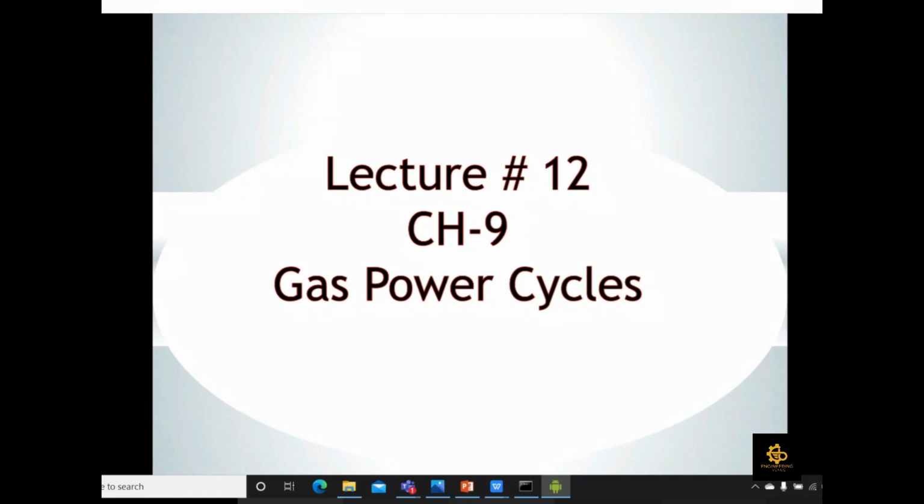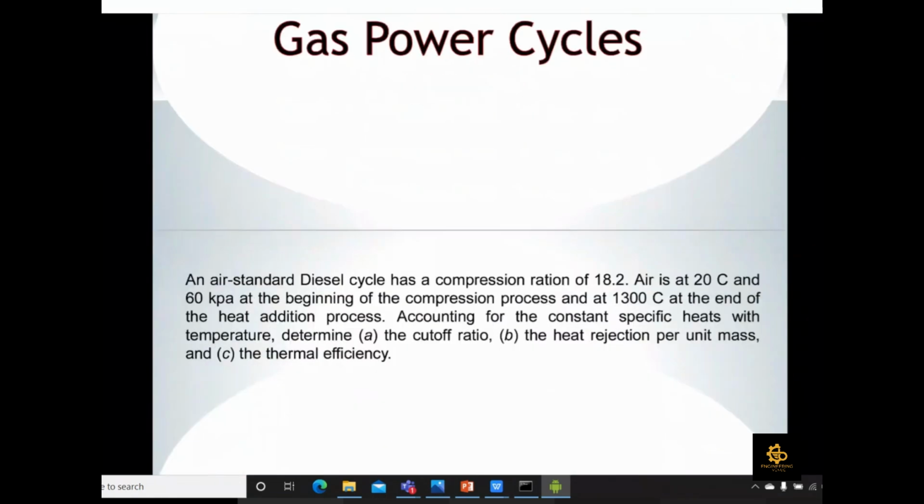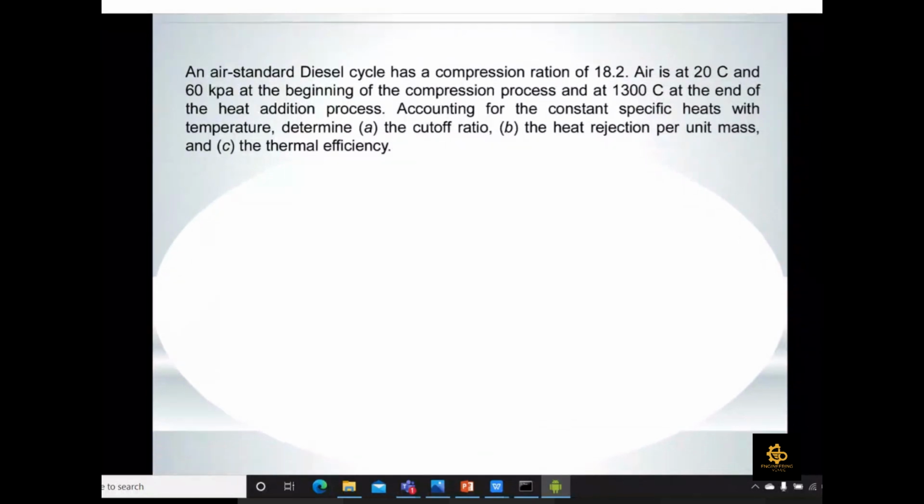Okay, so again it is from gas power cycle. In the previous class we already discussed the diesel cycle and how to analyze the diesel cycle efficiency and different parameters. Okay, and also we looked at the TS and PV diagram in the previous lecture number 11. So this lecture is also related to your diesel cycle. So we will see some different sorts of problems of the diesel cycle. So in this class we will also solve some problems.